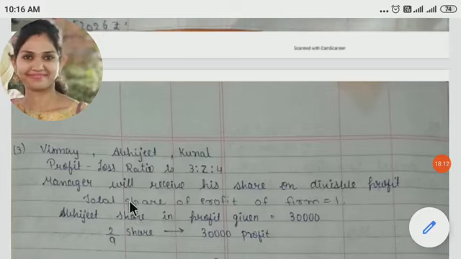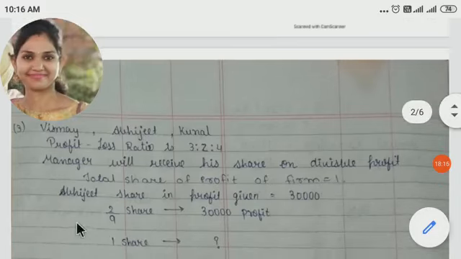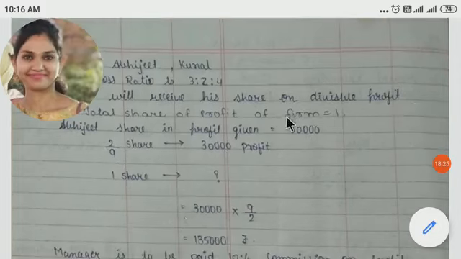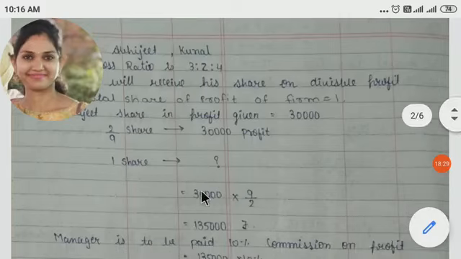Suppose the total profit of a firm is rupees 1. Abhijit's share in profit is given as 30,000. So 2/9 is the share of Abhijit, and his profit is 30,000. What is the total profit of the firm? One share profit is total what? So 30,000 into 1 into 2/9.